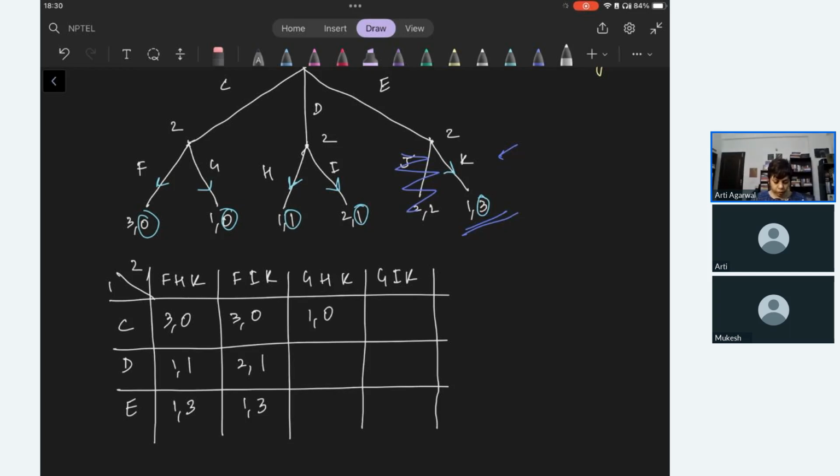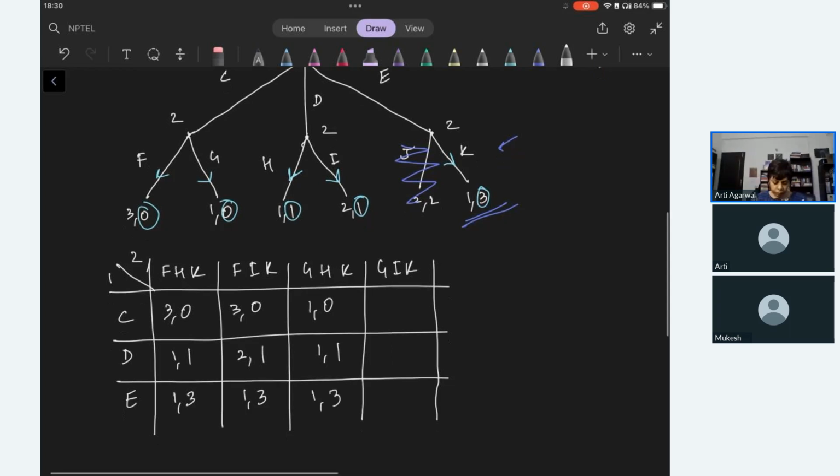G, H, K. And then you have G, I, K. So this is your normal form table. This is pretty simple.